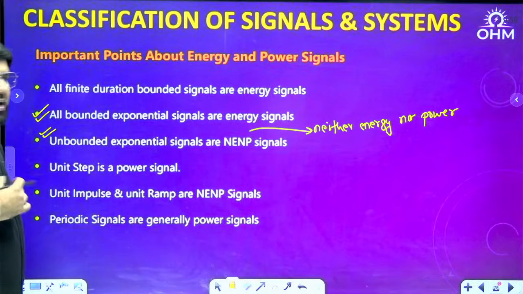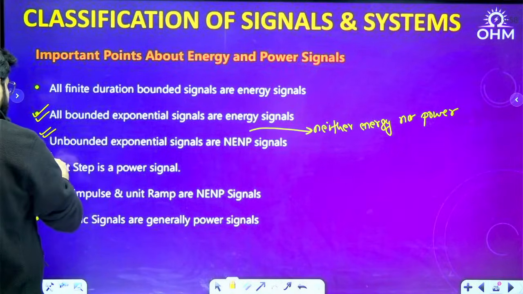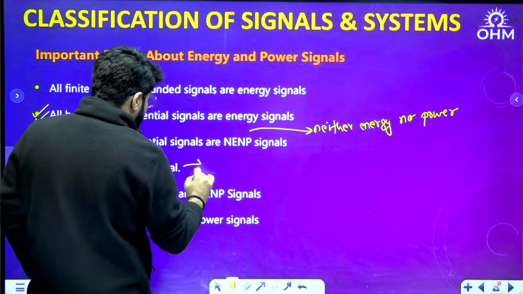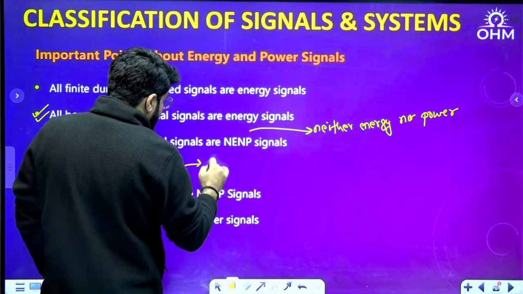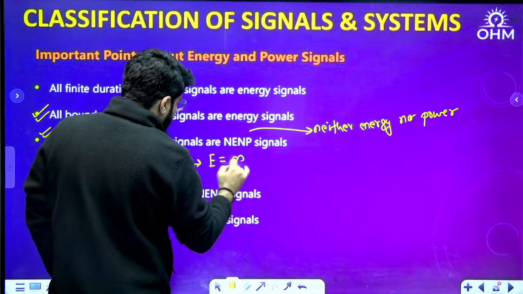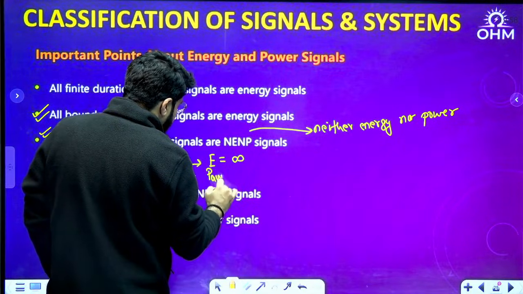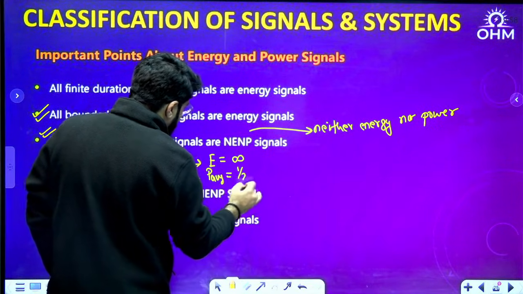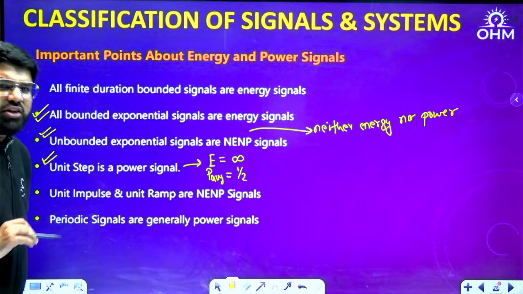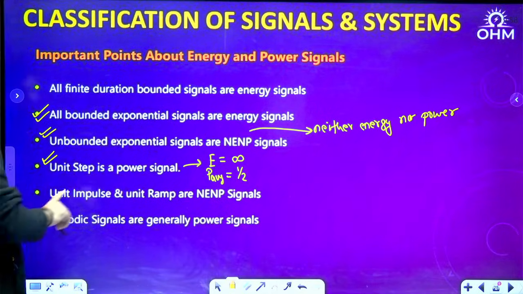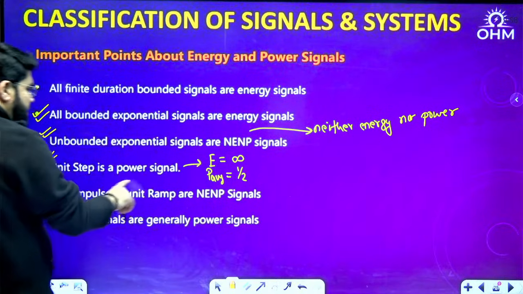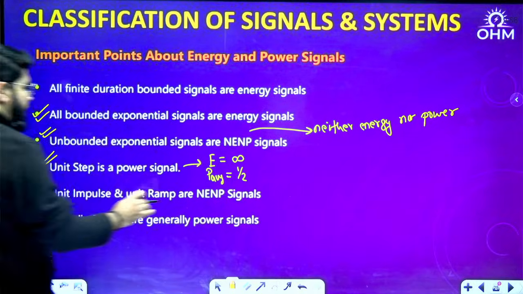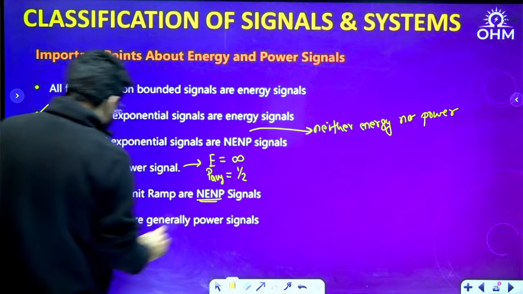When we do the calculation for the step signal, it will be a power signal. When you calculate the energy it will be infinity, and when you calculate the average power by the formula I told you, it turns out to be 1 by 2. So finite average power: the unit step is a power signal. For impulse and ramp, energy and power both will be infinity. So they are NENP signals again, neither energy nor power.